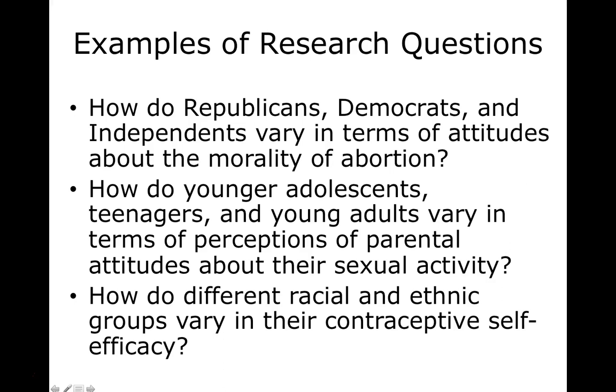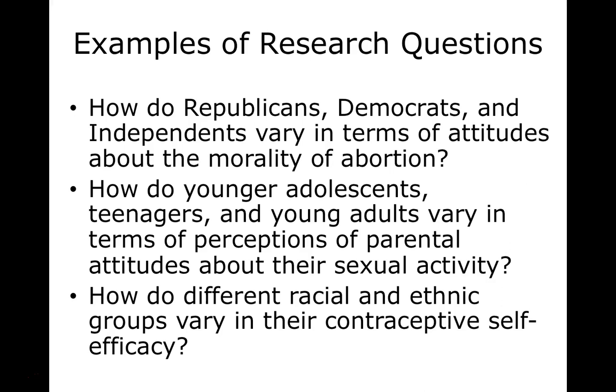Another question we might ask that would be appropriate for ANOVA testing would be, how do different racial and ethnic groups vary in their contraceptive self-efficacy? So this is coming back to the example that we discussed in the t-test module, using that scale that we spent some time on in Module 5.